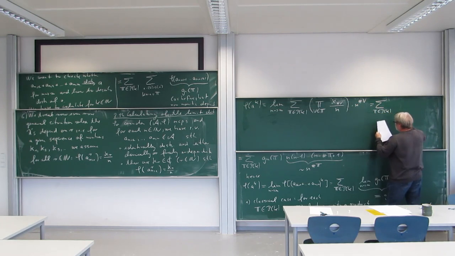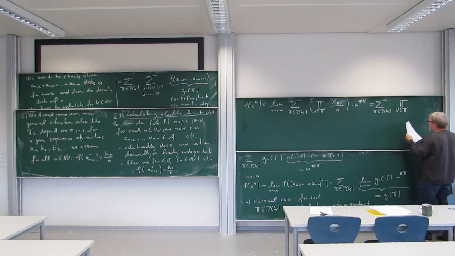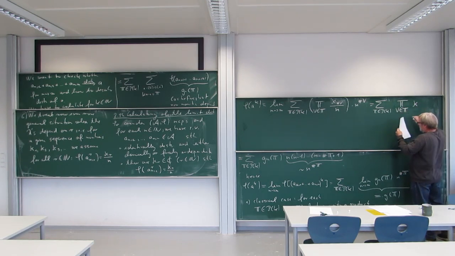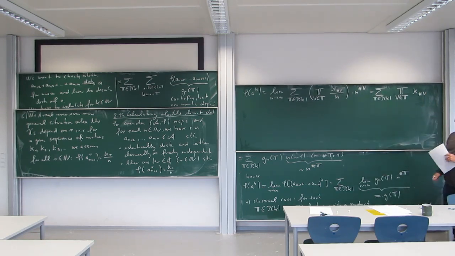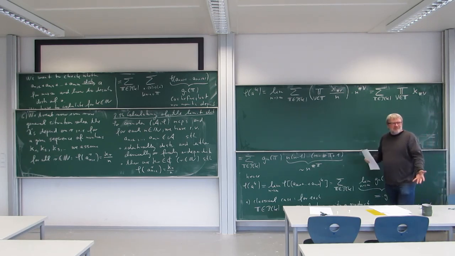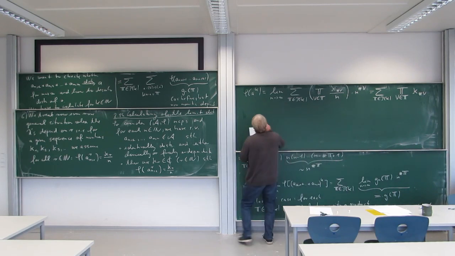over all partitions, and each partition makes a contribution where I'm taking the product over the blocks of my partition, and the contribution of each block is just this number kappa, and the index of kappa is now given by the number of elements. Okay, so you see you get a very nice formula here. And maybe now you could have an idea what to expect for the free case. And then let us see.